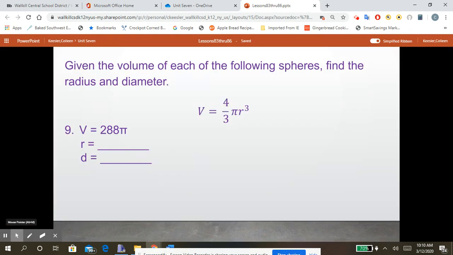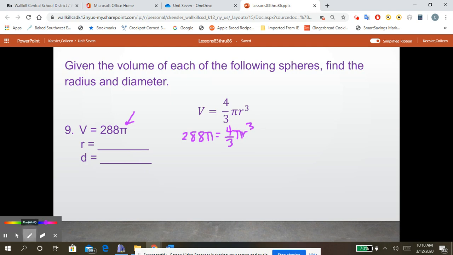Okay, so now, given the volume of each of the following spheres, find the radius and diameter. So volume of a sphere is given there, that's 4/3 pi r cubed, and we're given one sphere's volume total here. So we plug that in for V, 288 pi equals 4/3 pi r cubed. So we don't have height here, but we have r cubed and we have 4/3.